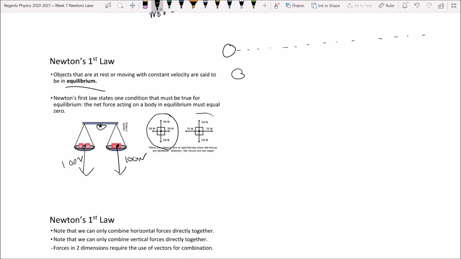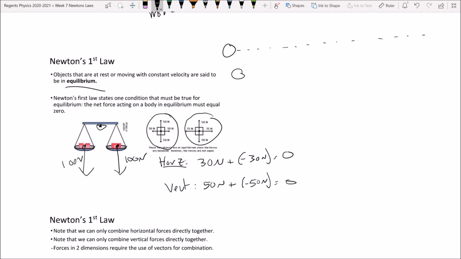This is better pictured in these free body diagrams right here. In our first free body diagram, if you look, we combine our horizontal forces, 30 newtons to the right and 30 newtons to the left, gives us, for the horizontal net force, 30 newtons to the right plus 30 newtons to the left, 0. And in the vertical direction, if we look at our vertical forces, we have 50 newtons up and 50 newtons down, which is also a net force of 0. So this object is in equilibrium.